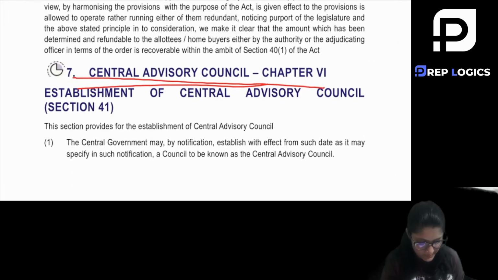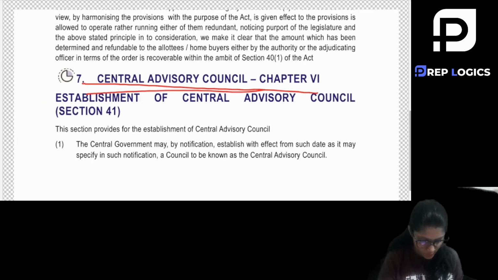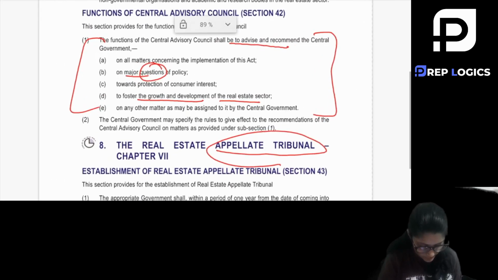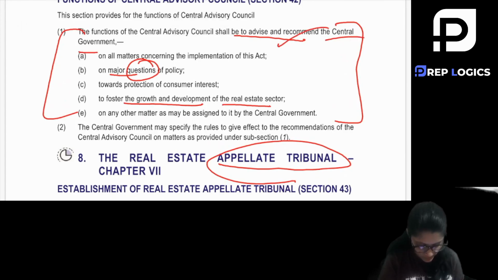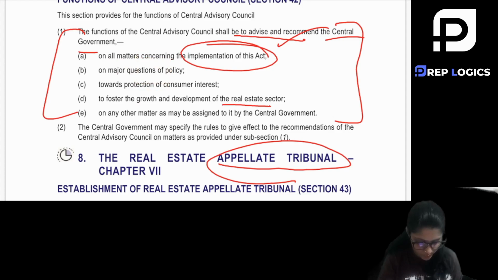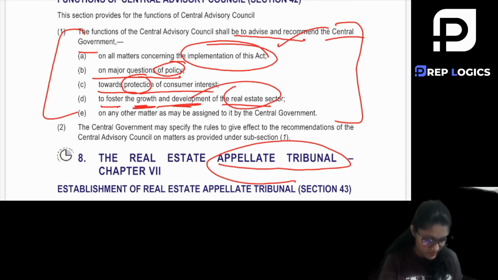The Central Advisory Council is actually a council that will advise the central government from time to time to do something to promote real estate. It will advise and recommend to the central government on all matters concerning the implementation of the act, major questions of policy towards the protection of consumer interests, to foster growth and development of the real estate sector, and other matters as may be prescribed by the central government.